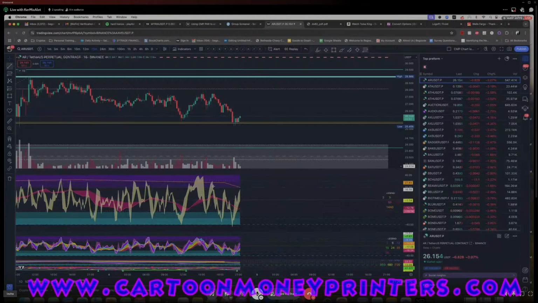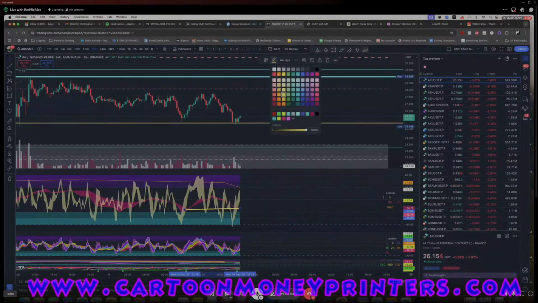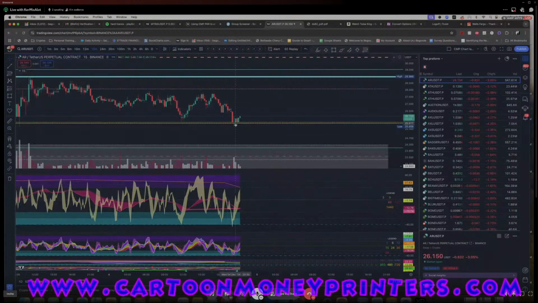I'll point that one out, and I'm going to use a red line. So here's the 1 and the 2, right? That is up slightly, and let me change that to red. Okay, and then price made a lower low. All right, and it is bouncing off a 15-minute time frame.